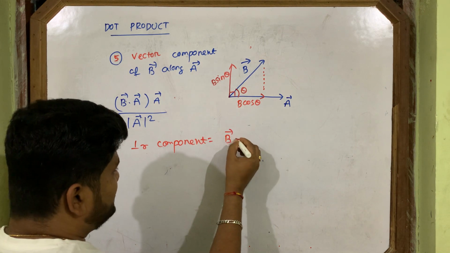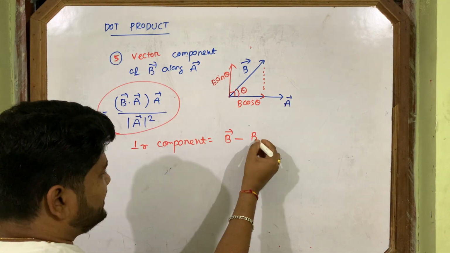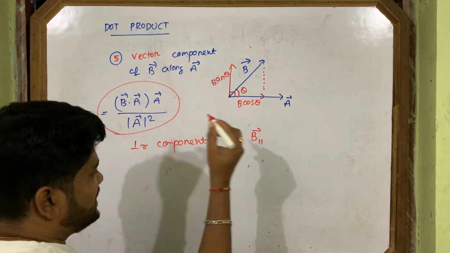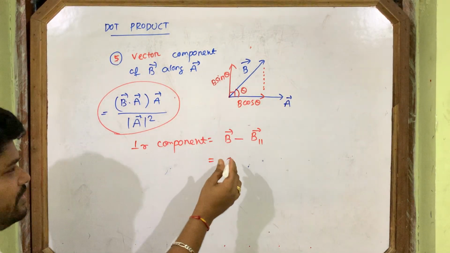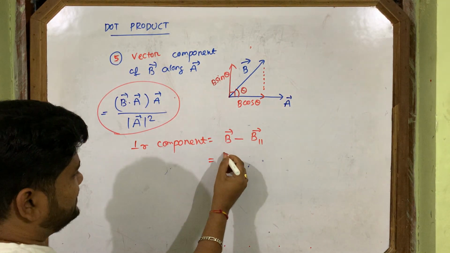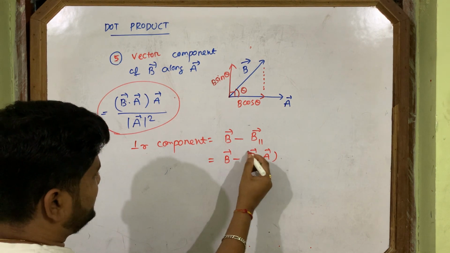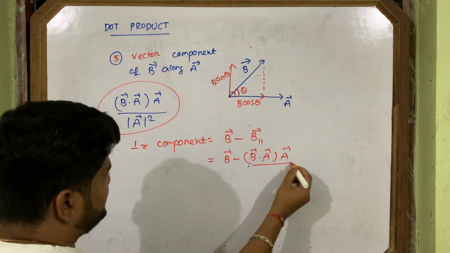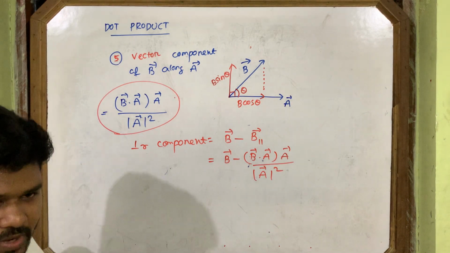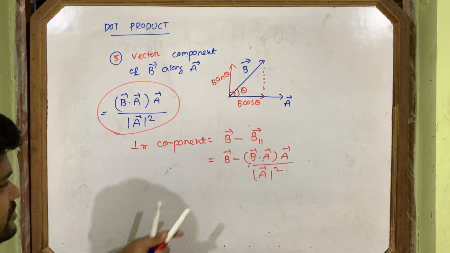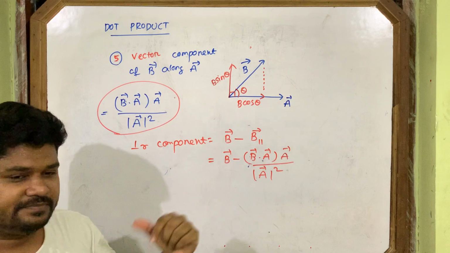B vector minus this one. B vector minus that parallel component, that along component. So this is B vector minus B vector dot A vector by A vector mod square, times A vector. Okay, this one I just wrote here.